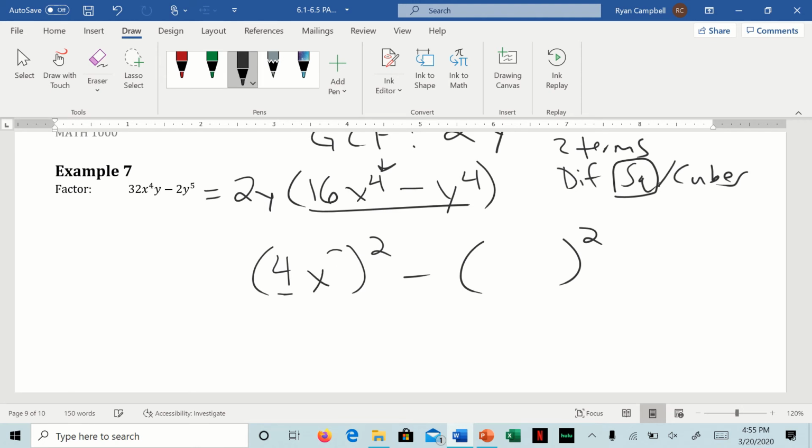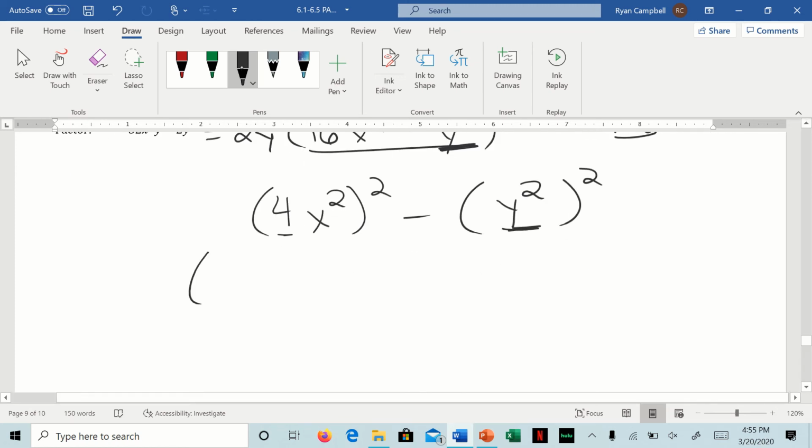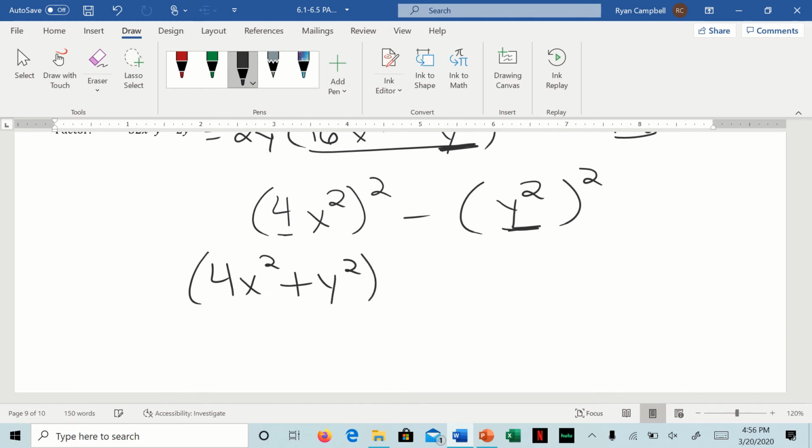And we see that that's x squared. Same thing, what squared will get you y to the 4th? Well, that would be y squared. So we end up with 4x squared plus y squared, 4x squared minus y squared.